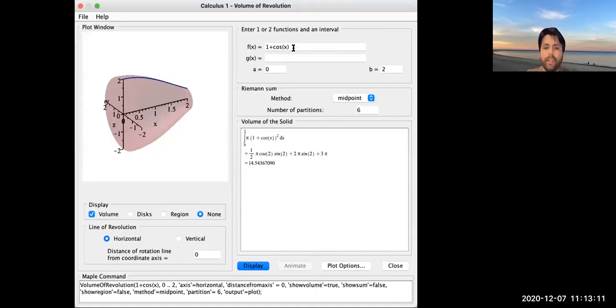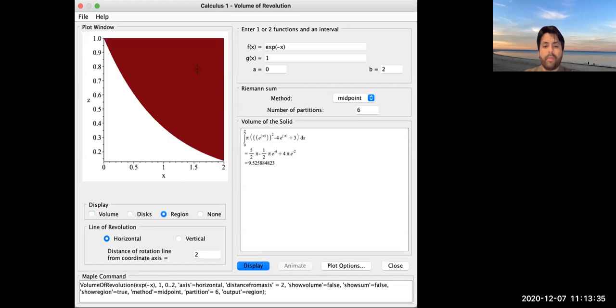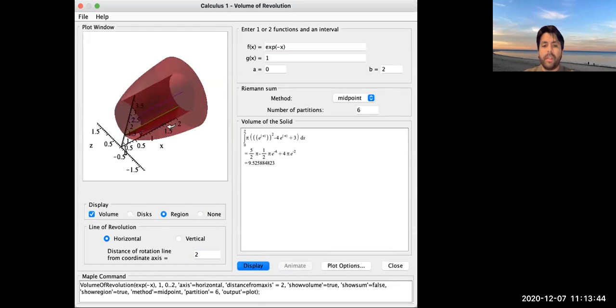So I'm gonna put f of x as I write x, negative x, and then I have just function 1, and that's gonna be from 0 to 2, and the horizontal distance from rotation of the axis will not be 2 but be 0. So let me just display the region, and that's what I get. That's exactly what we got as well. We got a region that looked like that, and then if we look at the volume, this is what we get, right?